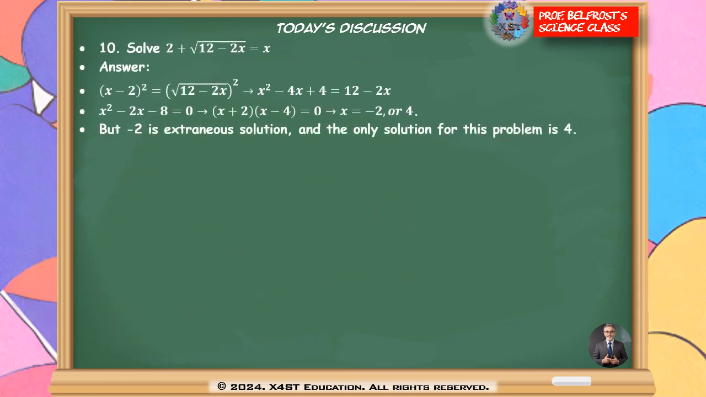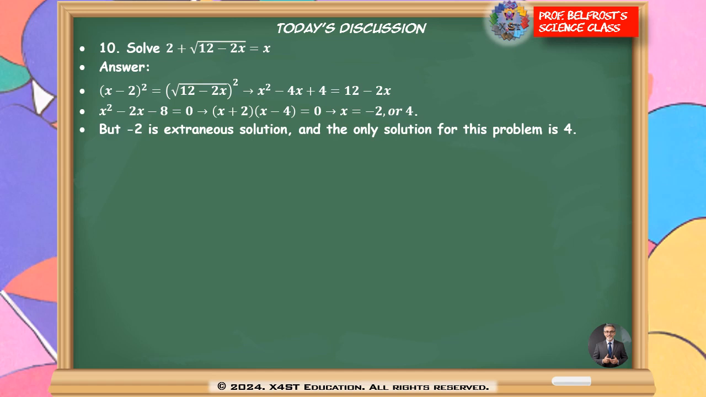Number 10, solve for this. Actually, it's the same as before, because here we have a radical in x. So we need to move the constant to one side, and we square both sides, and then we simplify until it leaves us with one quadratic equation. I can just solve it and get two solutions, but maybe not all of the solutions are proper, so there must be an extraneous solution. I want you to prove it by yourself: why minus 2 is an extraneous solution, and the only solution for this problem must be 4.